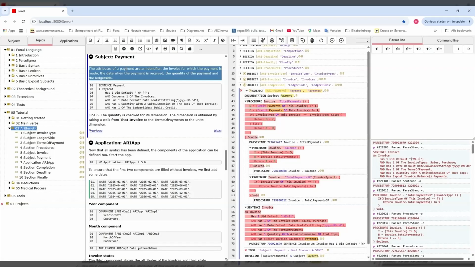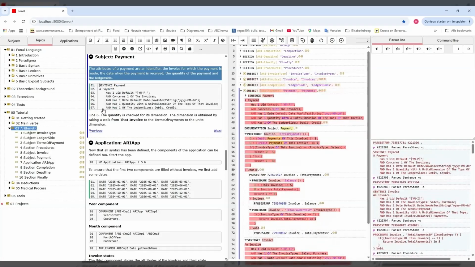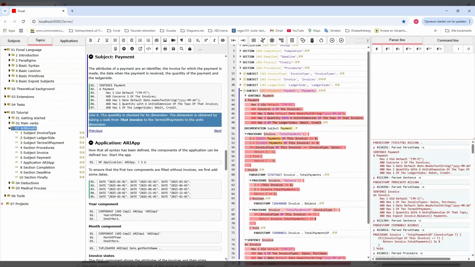The attributes of a payment are an identifier, the invoice for which the payment is made, the date when the payment is received, the quantity of the payment, and the ledger side. Line 6. The quantity is checked for its dimension. The dimension is obtained by taking a walk from that invoice to the terms of payments to the unit's dimension.